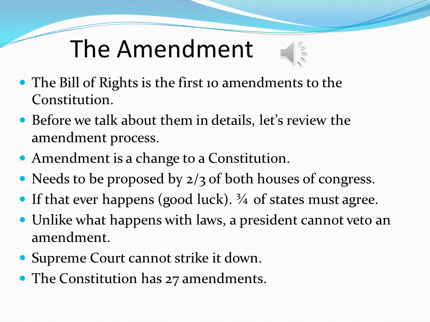So in order to pass an amendment, it needs to be proposed by 2/3 of both houses of Congress. Good luck to that ever happening. If that ever happens, good luck. 2/3 of all states must agree. But if that happens, an amendment would become part of the Constitution.